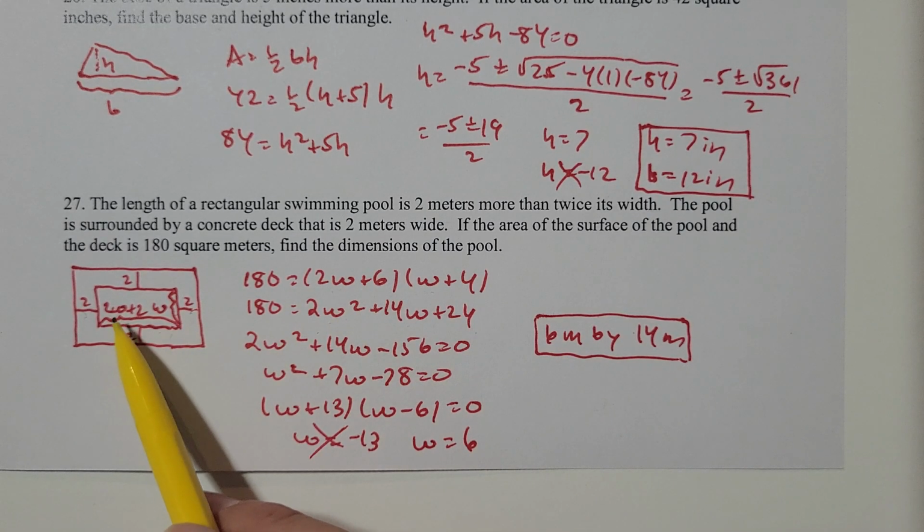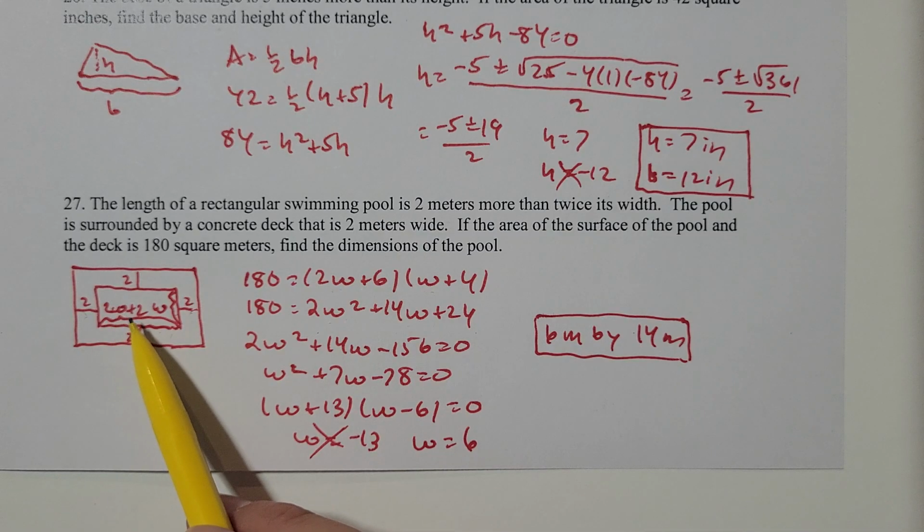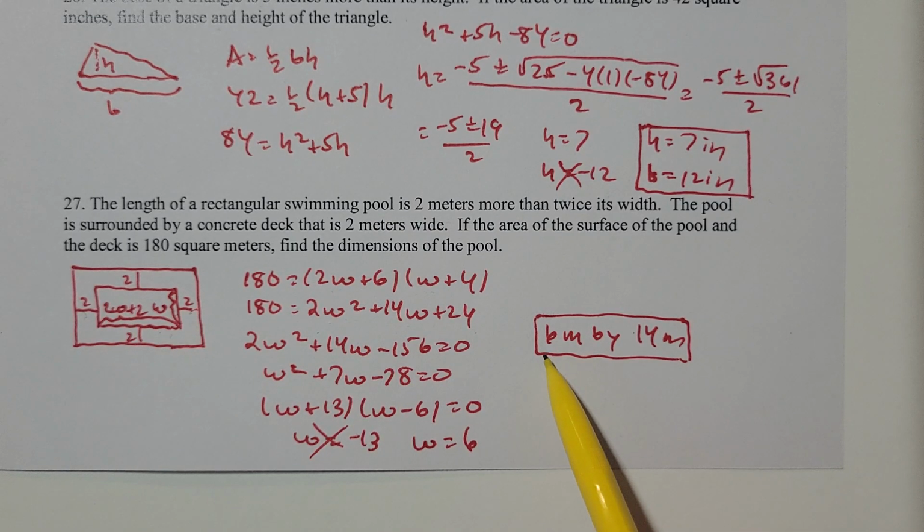And then the length of the pool would be 2W plus 2. So 2 times 6 is 12, plus 2 is 14. So the dimensions of the pool would be 6 meters by 14 meters.